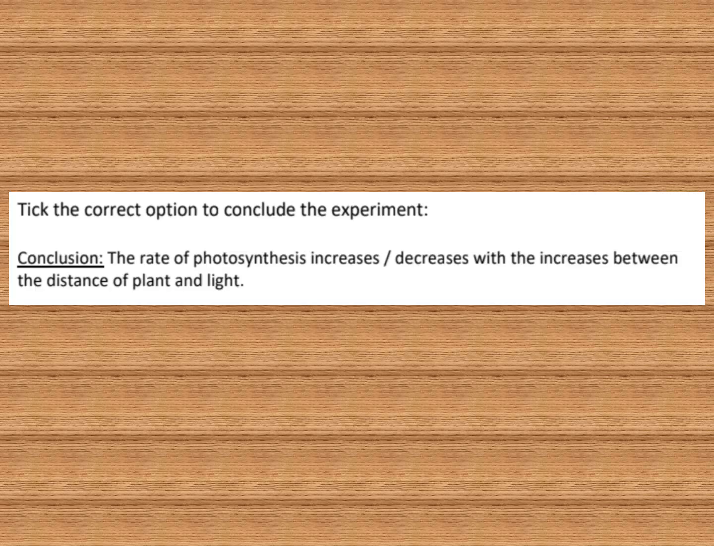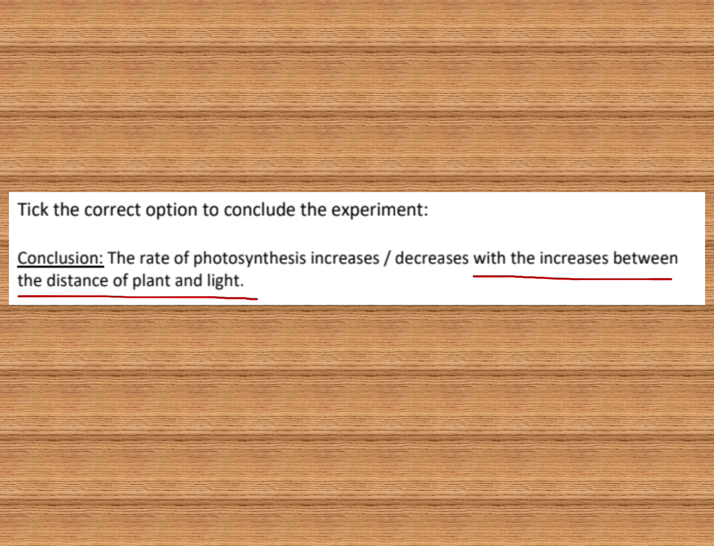So finally, after plotting the graph, we are going to conclude our results. We are going to conclude our results based on the experiment, recording of the data and plotting the graph. We are going to conclude what we want to say when we did this experiment after our observations. So look at the question over here. Take the correct options to conclude the experiment. So we conclude that the rate of photosynthesis either increases or decreases with the increase between the distance of plant and light.